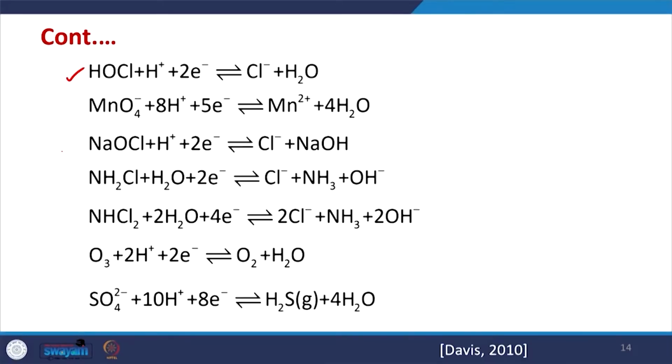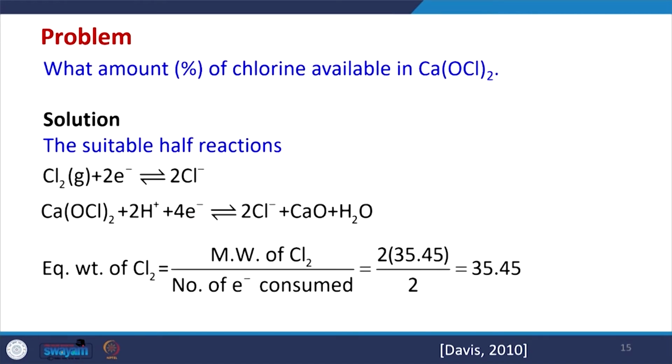HOCl, NOCl, NH2Cl, NHCl2, SO4 2 minus, O3. We can see that in each of the reactions the electrons are combining with the respective species in the presence of H plus or H2O, and we are trying to get them converted into the respective chlorine species, in particular for all the chlorinated compounds. This way we can write the half reactions for different compounds and then calculate the oxidizing power.